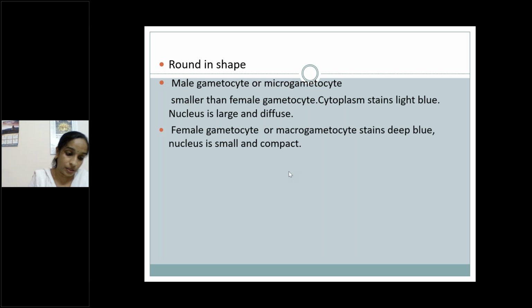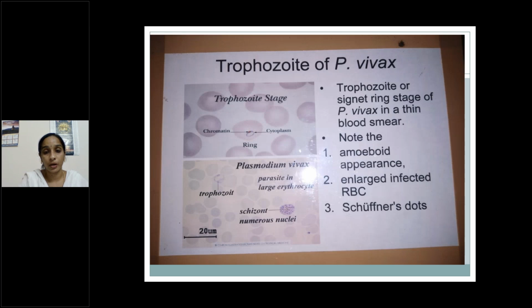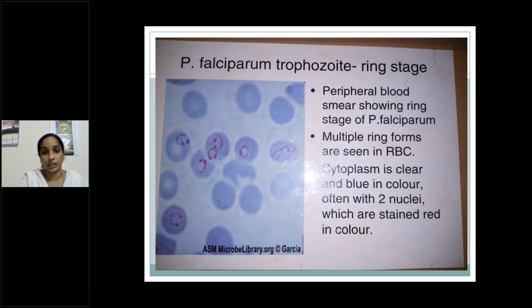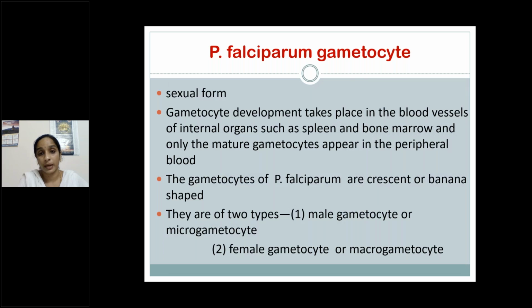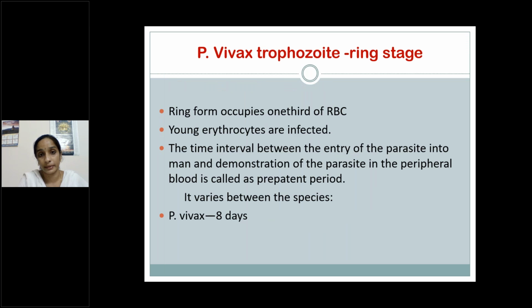Plasmodium species. Okay, all of you open your record, page number 119. In that, the parasitology slides and spotters heading is there. First spotter, ring stage of Plasmodium vivax.